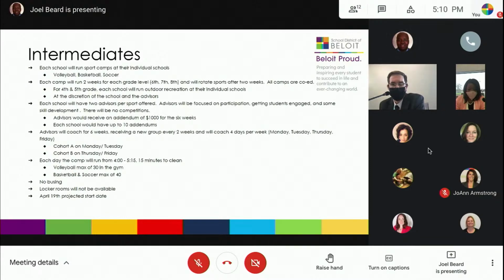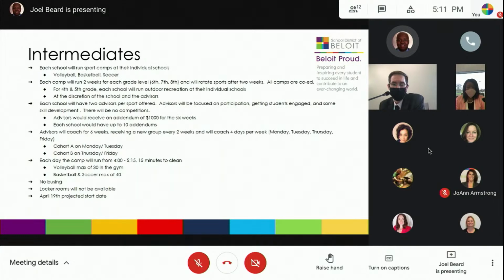Each school will have 2 advisors per sport camp that's offered. The advisors will be focused on participation, getting students engaged, and some skill development. There will be no competitions though. This is not athletics or anything like that. This is just trying to get the students active again, get them back engaged in school and some activities, and getting to participate in some things that they might love outside of school.